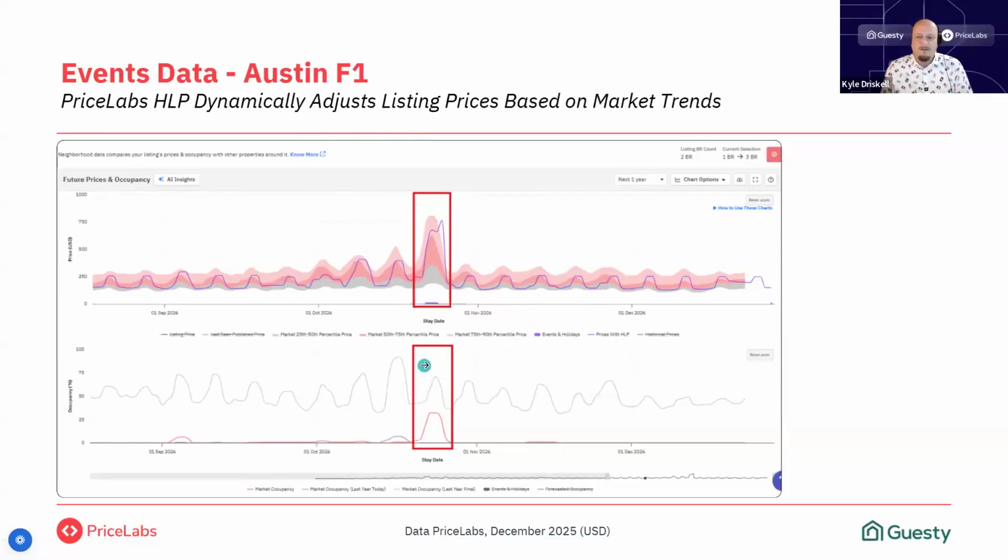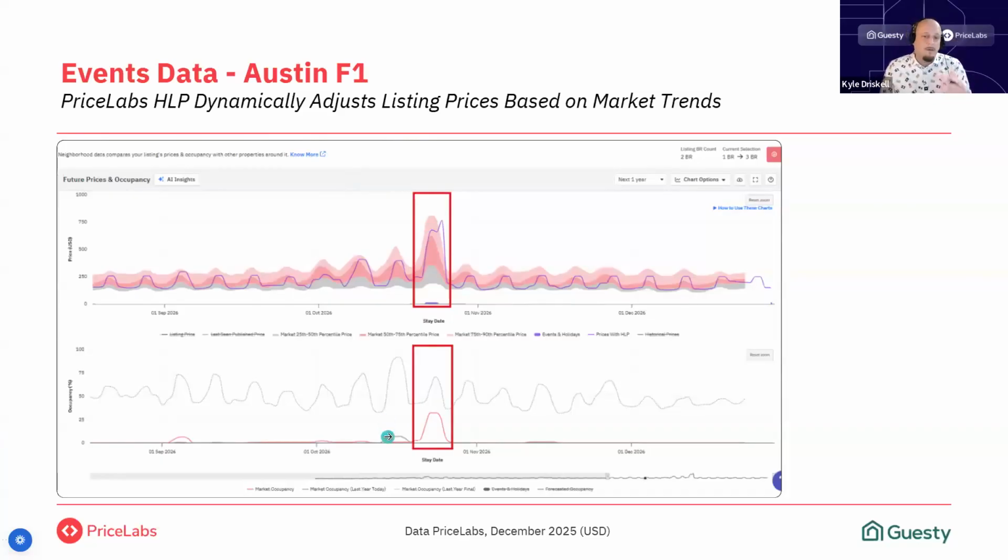And the gray line up here is where the market finished last year. Now, this is where we had a bump last year. So this is where the F1 event was last year. This is where it's at this year. So we want to make sure that the rates are responding correctly. And as you can see, we've got almost 30% occupancy here, and the rates are correctly jumping with that.